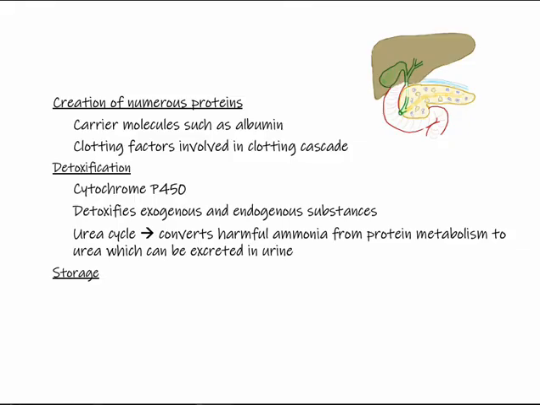And the liver also plays an important role in storage. So we've already talked about the storage of glucose in the form of glycogen. This is also where we store iron. This is in the form of ferritin. And then we have various vitamins that we store in the liver as well.